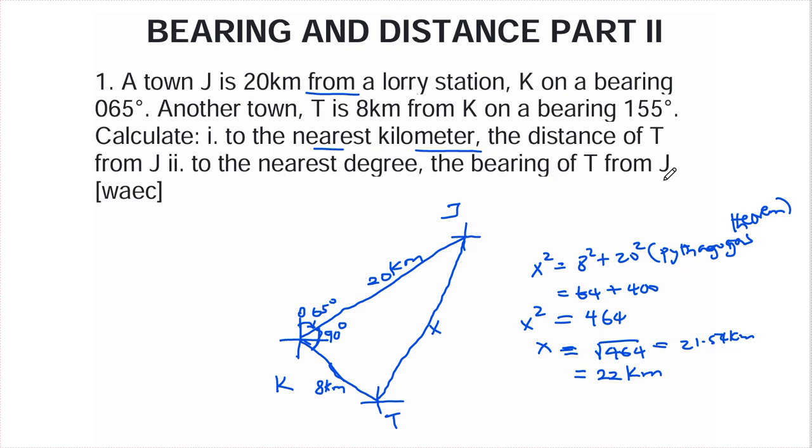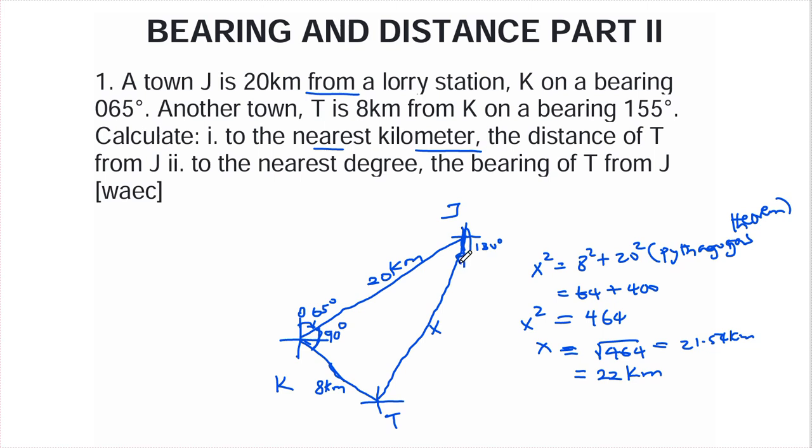Now the next question says, to the nearest degree, the bearing of T from J. Okay, so this is J. I can draw this line so that you know there's an angle. The bearing of T from J means from the north of J to the line joining T and J. Now remember that the north down here is supposed to be a straight line. That makes it 180 degrees.